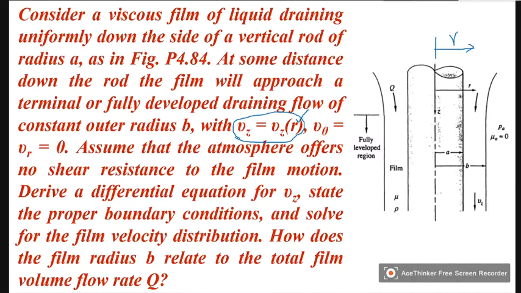At r is equal to a. Yes, exactly, you should think like that. So at r is equal to a, what is 0? Vz. Thank God, at least after 15 minutes, one person could identify. So Vz is equal to 0 at r is equal to a. That is one boundary condition.